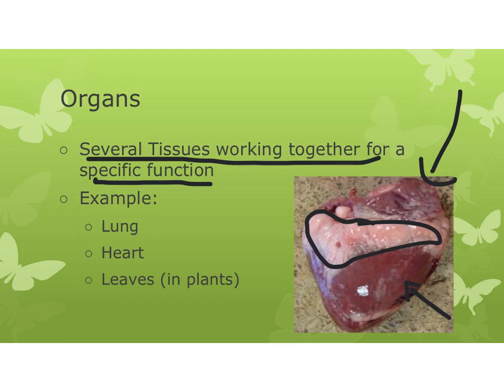That's an organ. Some other organs that you know of are things like the lungs, things like the brain, but also if we were thinking of a plant, the leaves would be an organ. So keep in mind that when we talk about organs, we're not just talking about things found in animals. Things found in plants count as organs as well.